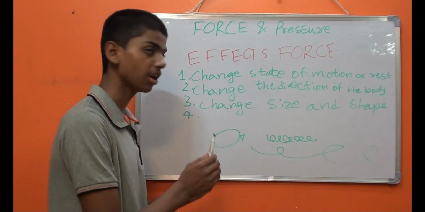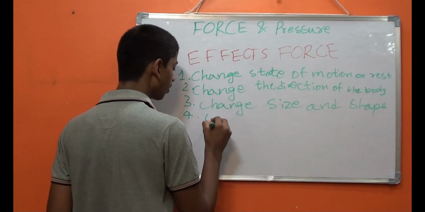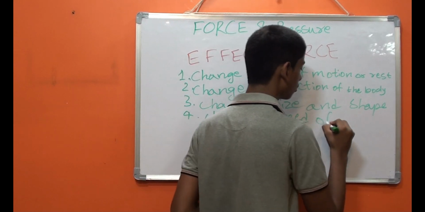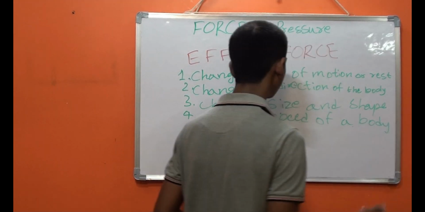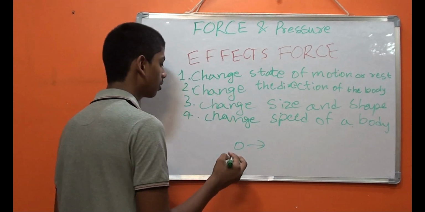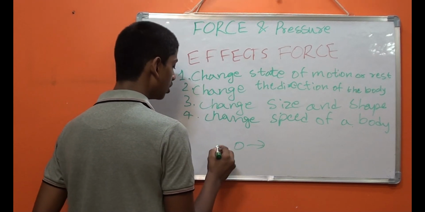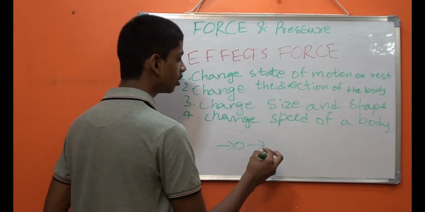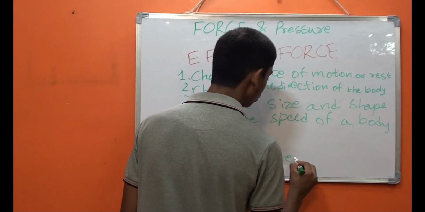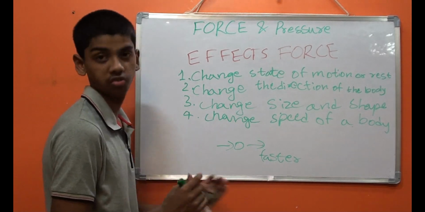Now let's see our next effect. Now the next effect is change of speed of a body. Now a ball is moving in this direction. Now you kick it again in this direction. The ball would move faster. Now this is an effect of force.